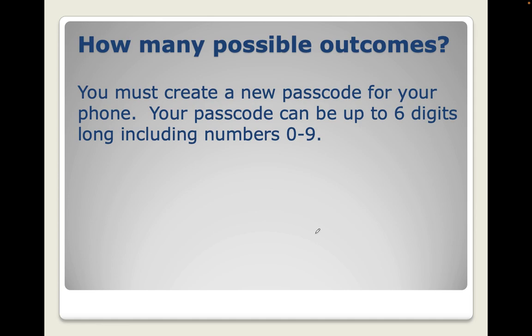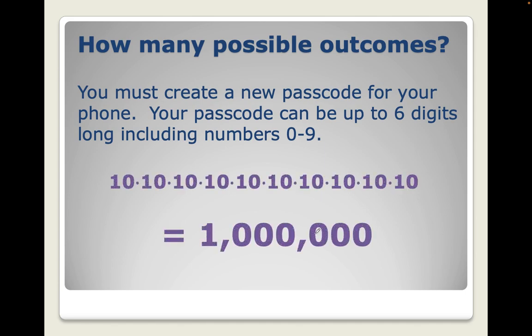All right, how many possible combinations are there if you want to create a new passcode for your phone, and it is 6 digits long, including numbers 0 through 9? This would be 1 million possible outcomes because there are 10 digits if you include 0. 0 to 9, there are 10 numbers to pick from, and there are 1, 2, 3, 4, 5, 6 digits in your passcode. 10 times 10, 6 times, is 1 million.